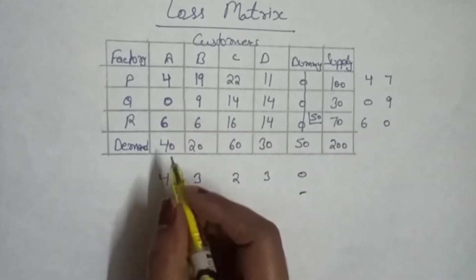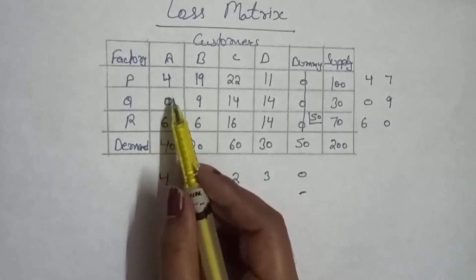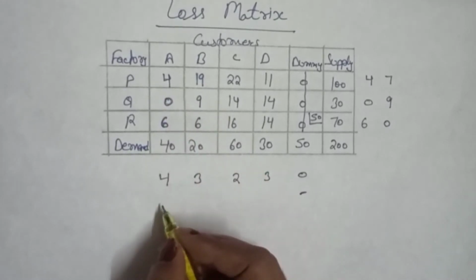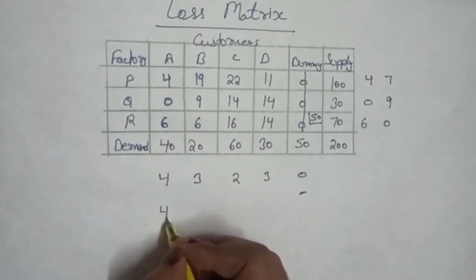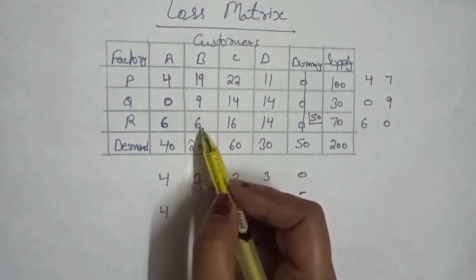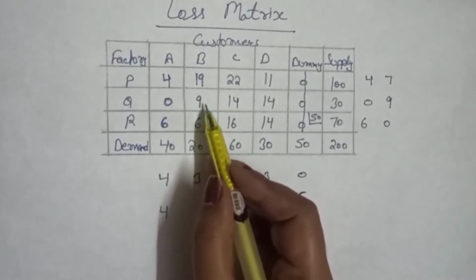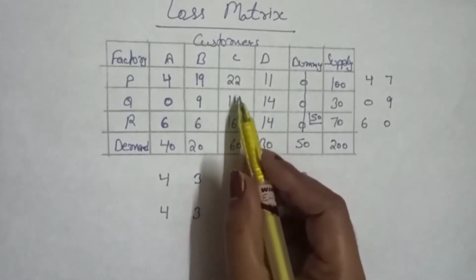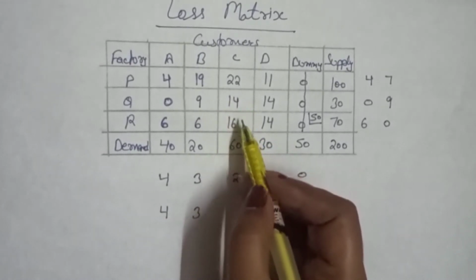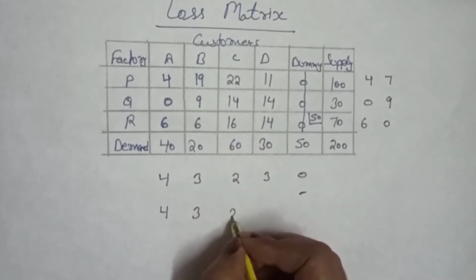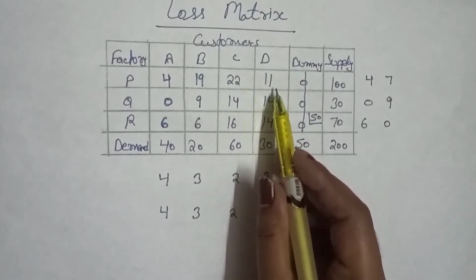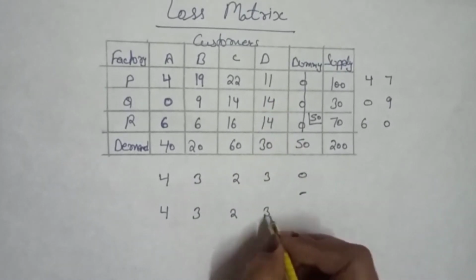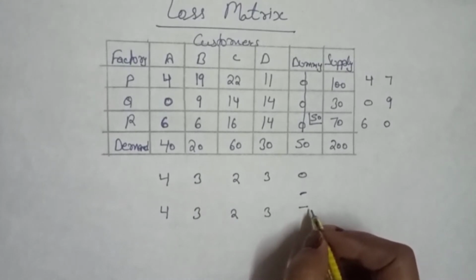We will do the same process with column. 4, 0, 6. Our least value is 4 and next least value is 4. The difference of 0 and 4 is 4. Here we have least value 6 and next least value 9. So difference is 3. Our least value is 14 and next least value is 16. The difference is 2. Here our least value is 11 and next least value is 14. The difference is 3. And this column has been already satisfied.